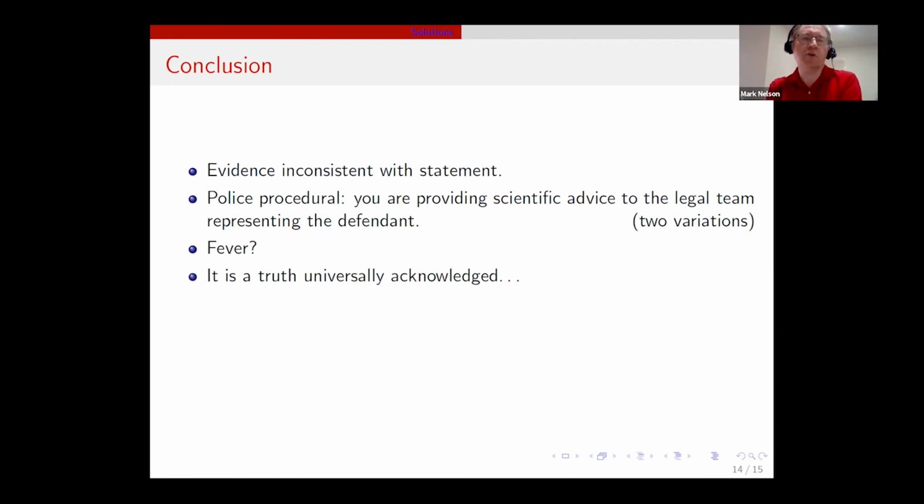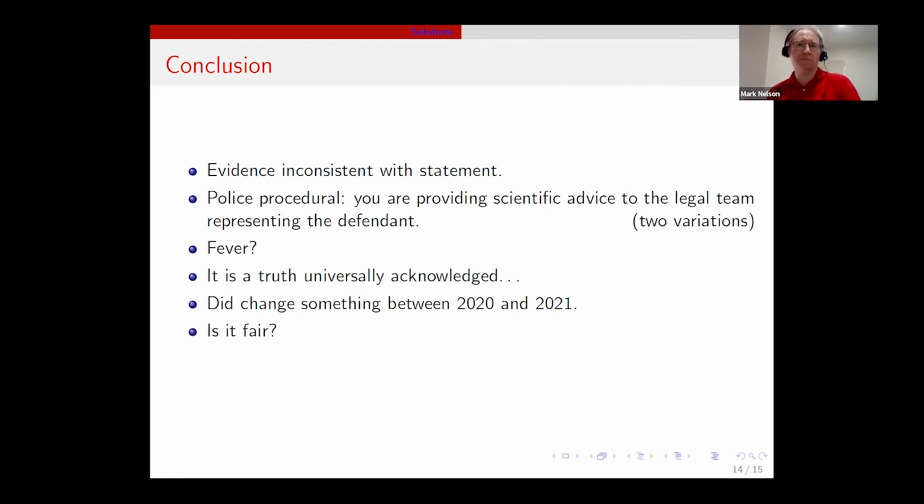Oh yes, what would Jane Austen say or write if she was alive today? Perhaps if she was an academic, she would say that it's a truth universally acknowledged that students in the second year of a degree have forgotten everything that they were taught in the first year of their degree. Oh, yes, I did change a few things between the two instances.